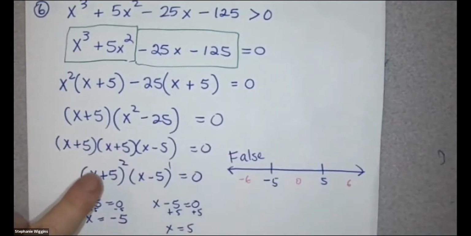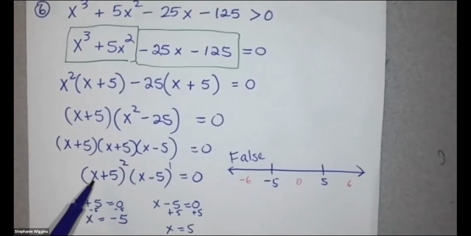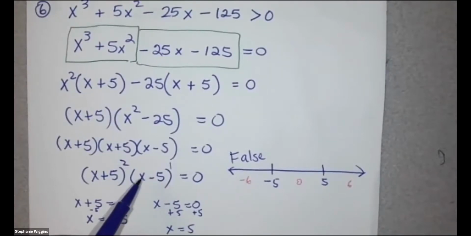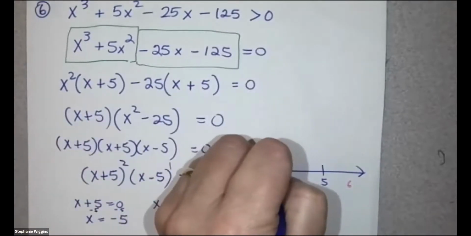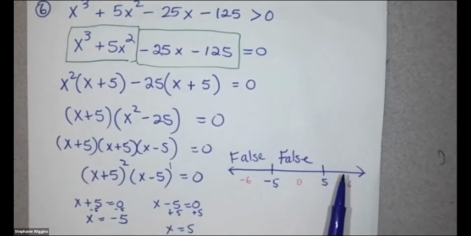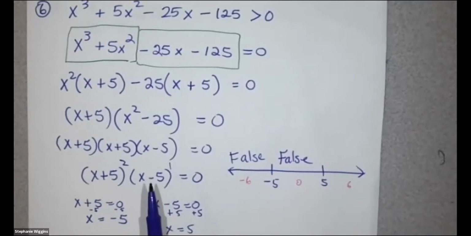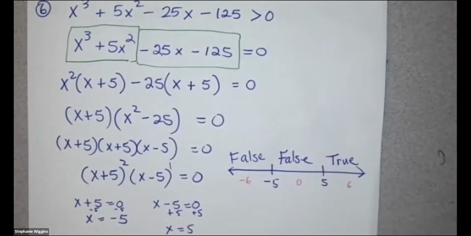When I plug in 0, I'm going to get positive times a negative. If I plug in 0, I get 5 squared, that's 25. Plug in 0 here, that's negative 5. So that's going to be negative 125. Is that greater than 0? False. And then finally, I'm plugging in 6. 6 minus 5 is positive, and this square is always positive. So that's going to be positive. True. Okay.